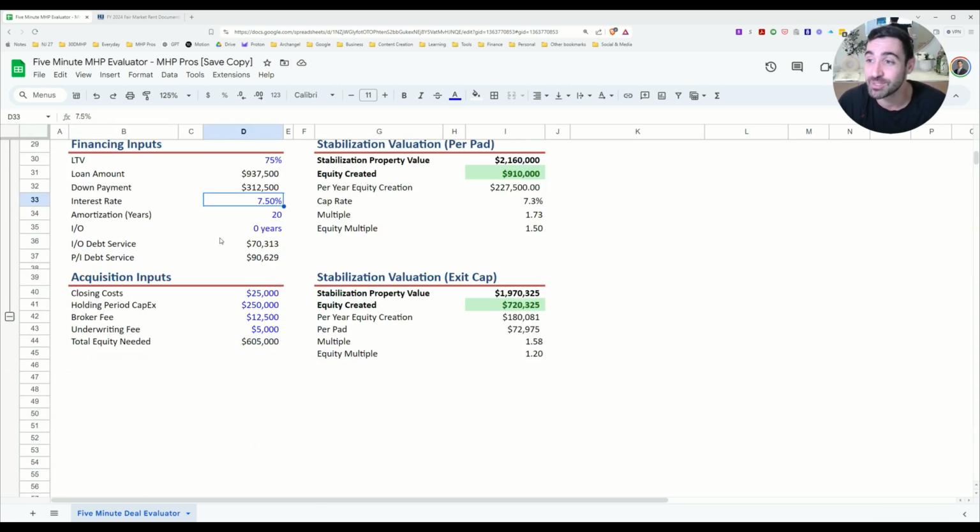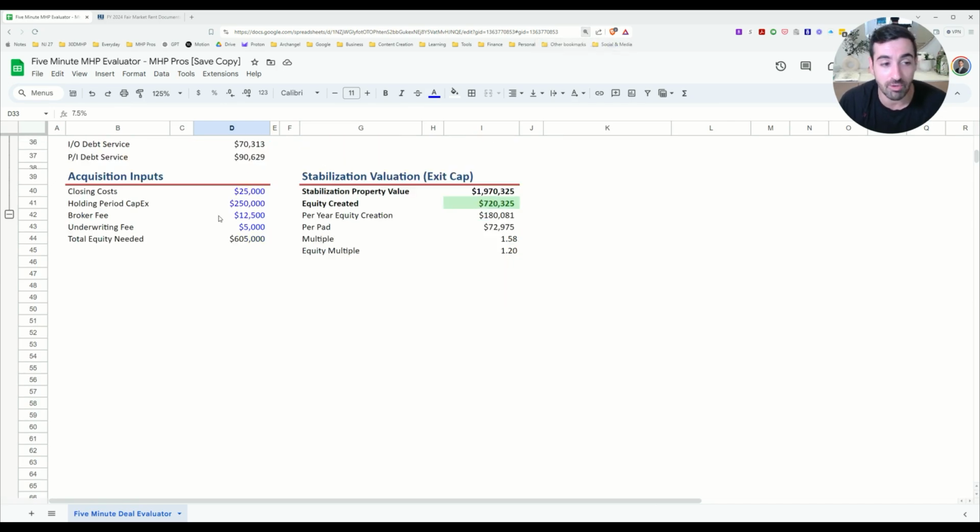Our interest rate is going to be 7.5%. As we know, interest rates are high right now, so this is not going to be super favorable for us from a debt service standpoint. Amortization for mobile home parks is usually going to be around 20 years.